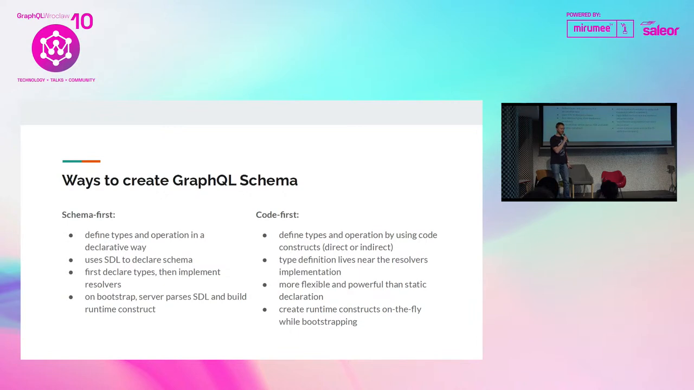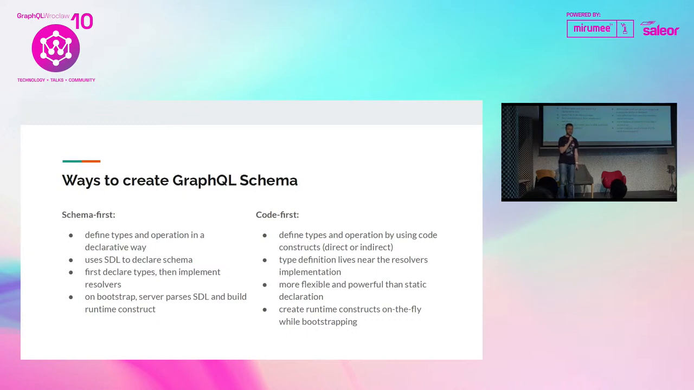Today we'll be focusing on the code first framework. So a quick recap about two ways of creating the GraphQL schema. The first one is the schema first, when we define the types using the schema definition language. So we have separated the types declaration from our resolvers implementation, and on bootstrap the server builds the construct and joins those two together.